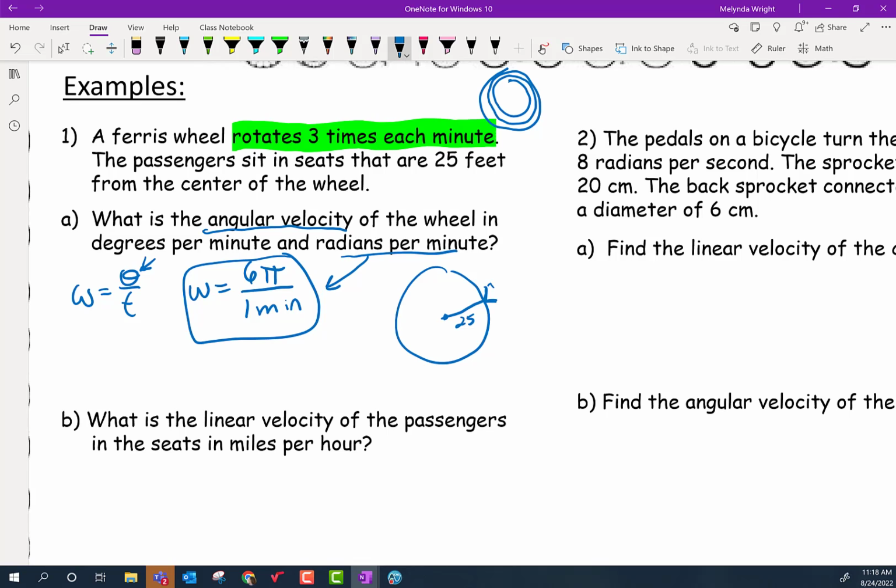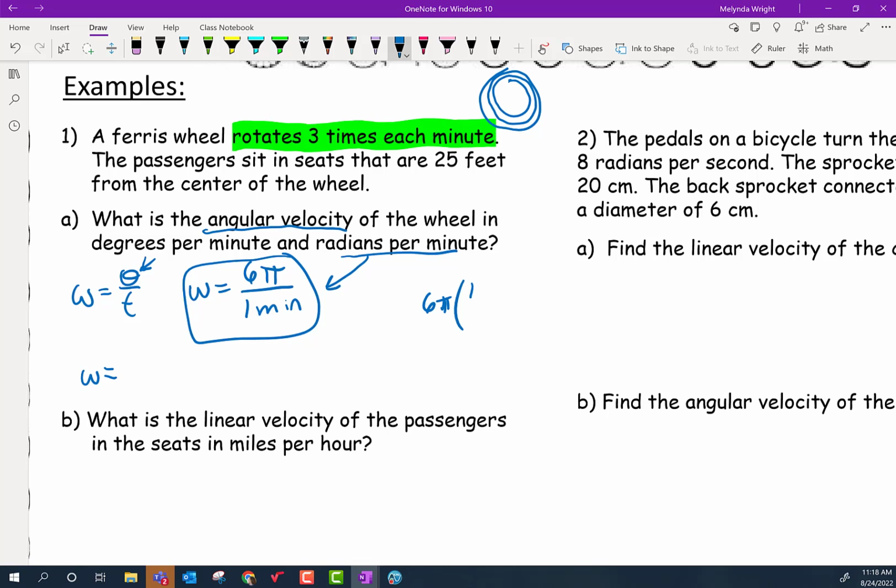Well, we know how to do that, right? We've converted from radians to degrees. That's not a big thing. So another way that we could write it would be 6 pi times, I'll erase my fun example, what's my conversion for radians to degrees?